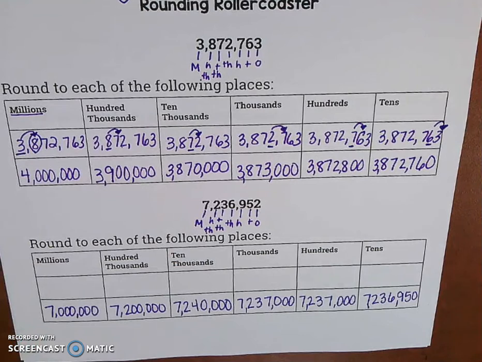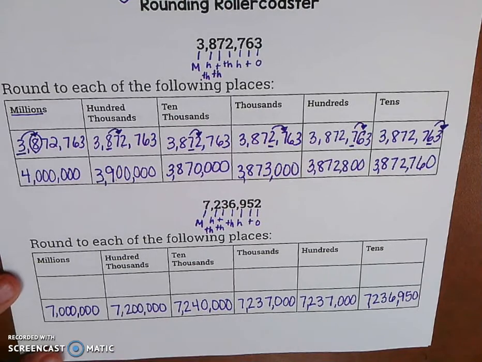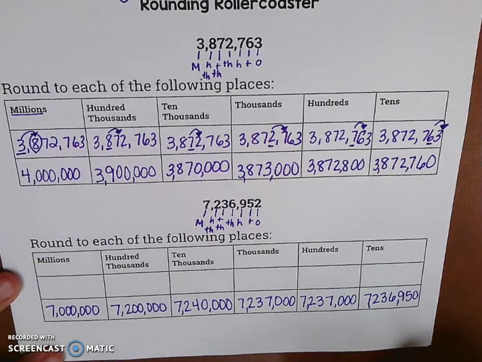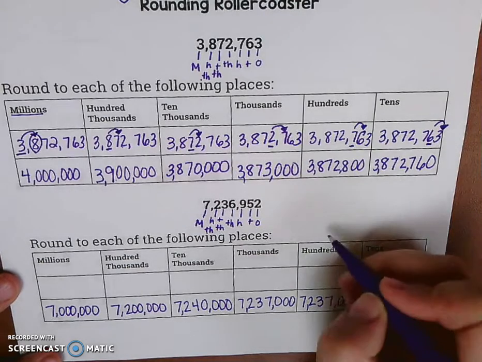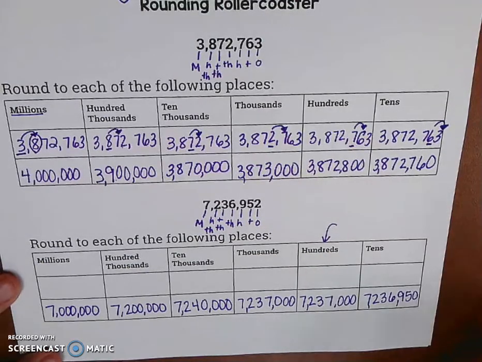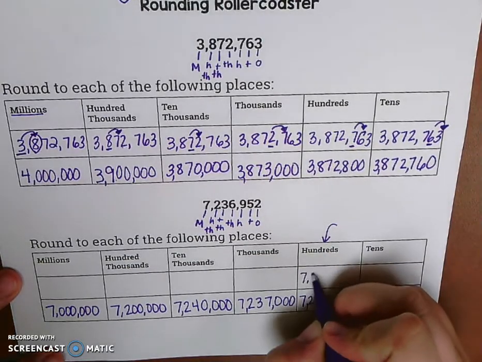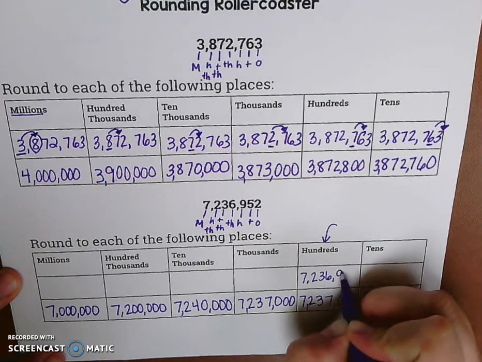All right, go ahead and check yours with mine. See how many you got correct. Go ahead and give yourself a star if you did get it correct. I do want to highlight one that was kind of interesting, and that's rounding to the hundredths place. So I kind of want to go through that one with you because it was a little tricky.